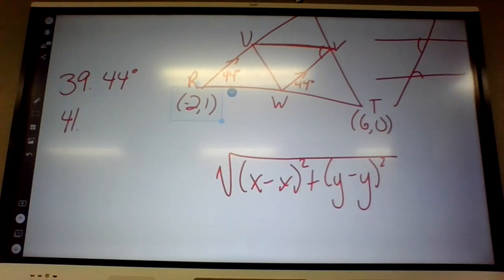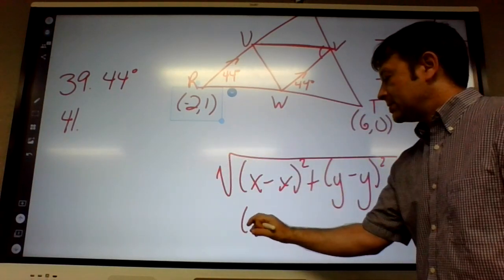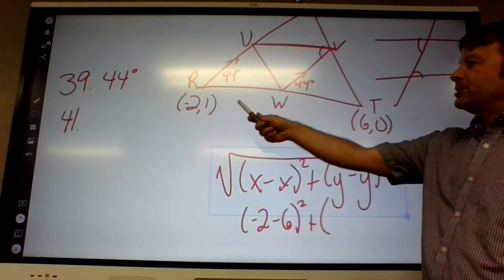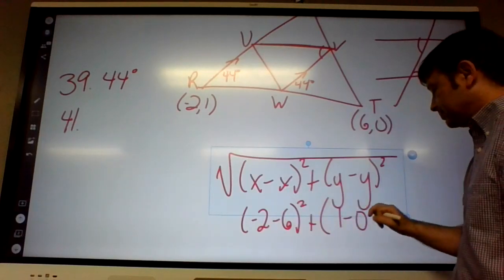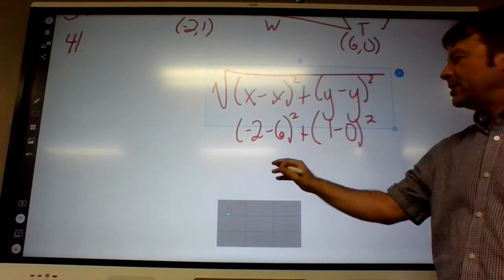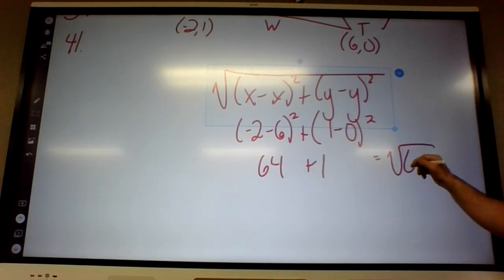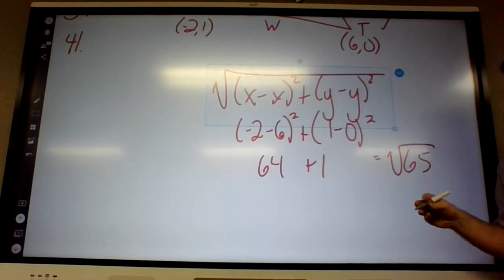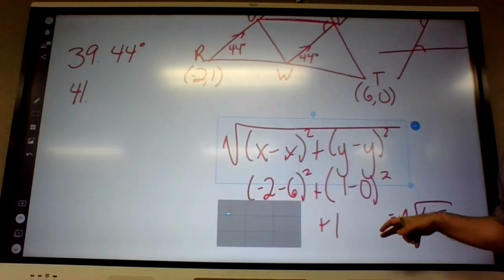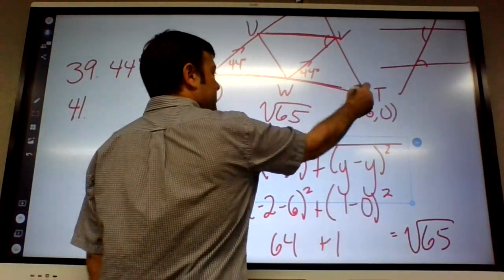Okay, so what are the x values? That would be -2 and 6. So -2 minus 6 squared. And then the y's would be 1 and 0. That would be 8 squared is 64. 1 squared is 1. Okay, square root of 65. You don't really want the decimal version of that because it's a mess and you'd have to round it off. Now, that's the length from here to here is square root of 65.